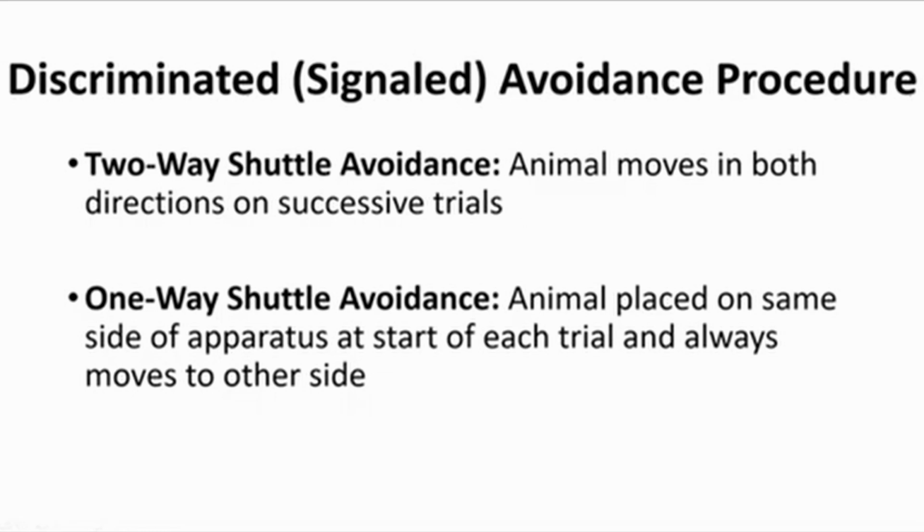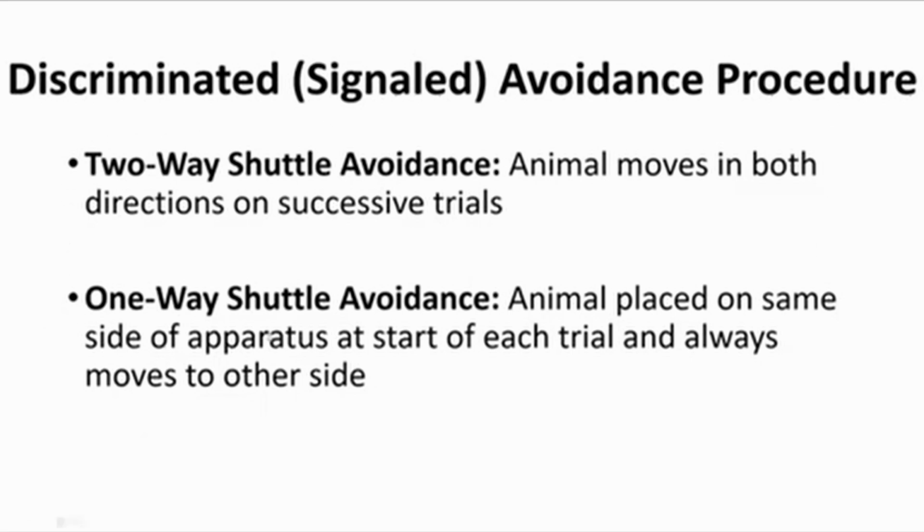Basically, they would have a light on either side, and if the light on the left turns on, they should move to the right, and if the light on the right turns on, they should move to the left. So we can have them shuttle back and forth, learning that directionality. In a one-way shuttle avoidance, the animal would always be placed on the same side of the apparatus at the start of the trial. So they would always be placed on, say, the right-hand side, and the right-hand side's light would come on, and they should always run to the left.